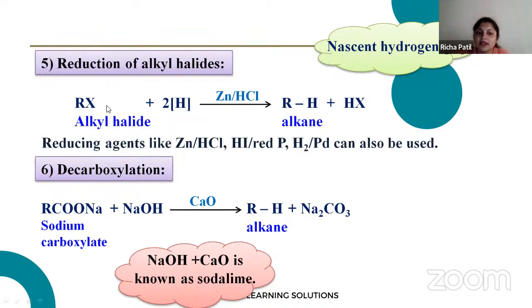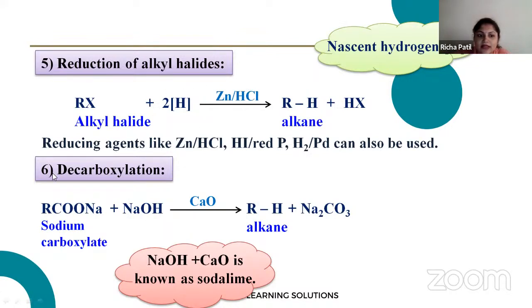Reduction is nothing but the addition of hydrogen to your alkyl halide, giving you an alkane in the presence of Zn/HCl. These are some of the reducing agents: Zn/HCl, hydrogen iodide in the presence of red phosphorus, H2 in the presence of palladium. Any one of the reducing agents can be used. This is the addition of hydrogen, an elemental hydrogen.